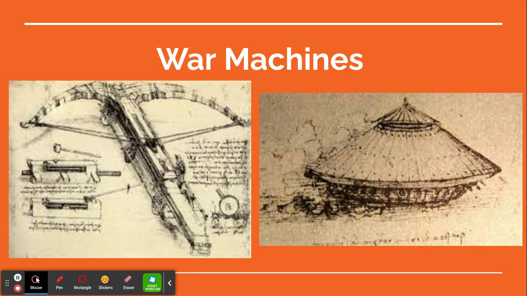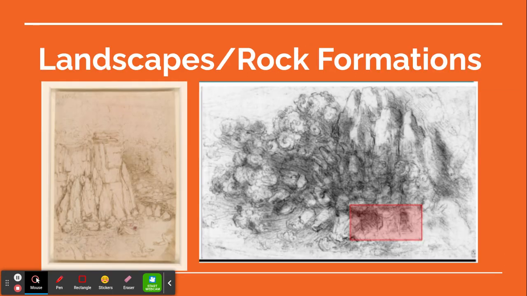Next, we have war machines. On the left is a giant crossbow, and on the right is a primitive version of a tank. None of these were ever made, but I like the tank on the right. We have tanks nowadays, and if they would have had his designs, it would have really helped them envision it. But unfortunately, most of his notes were lost at the time, and we've just been recently finding them.